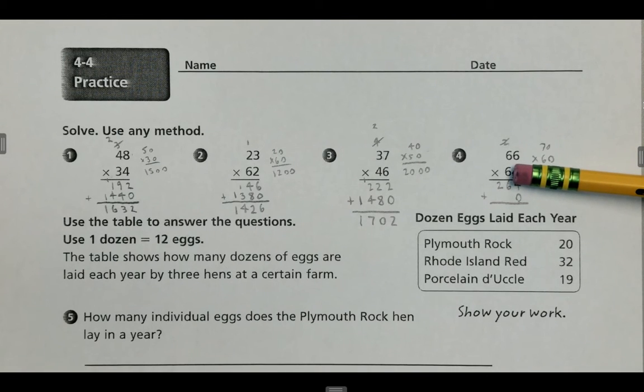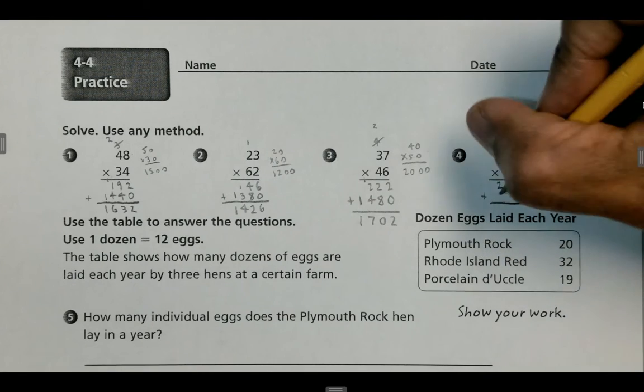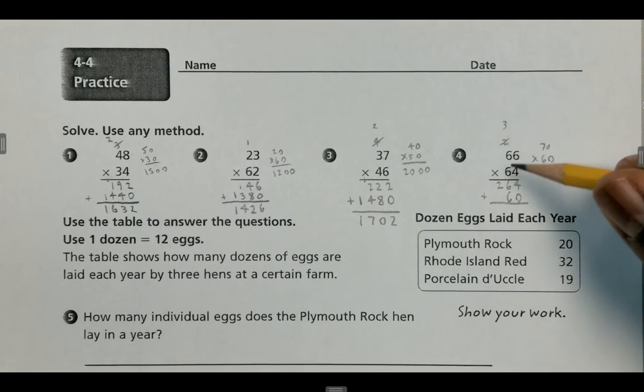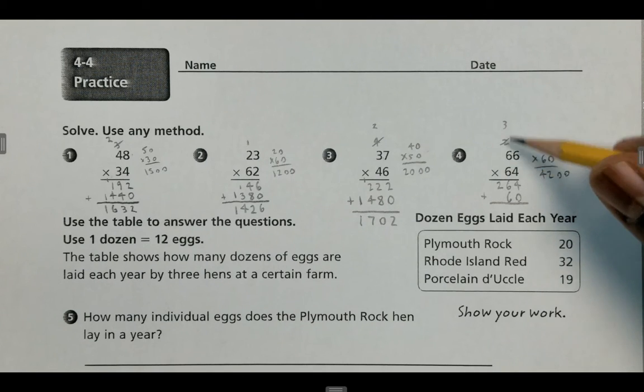Second row is going to be 66 multiplied by 6. 6 times 6 is 36. 6 comes down, 3 gets carried. 6 times 6 is 36, plus the 3 is 39.